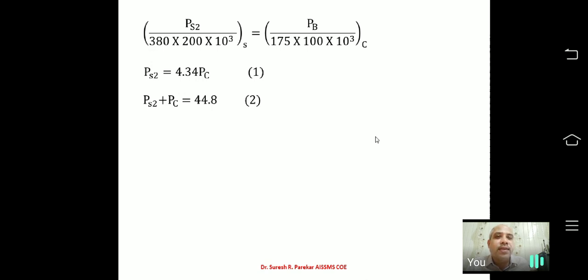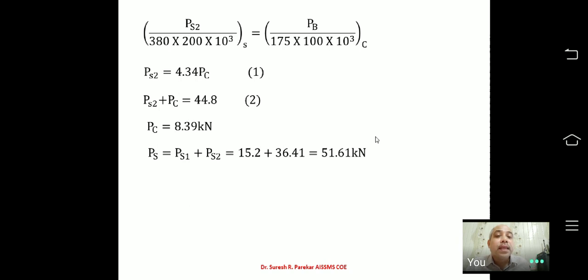Now solve these two equations. Solving these two equations, I will get the value of PC as 8.3 kilonewton and the value of PS2 as 36.41 kilonewton. Now PS2 is 36.41, but what is PS? PS is PS1 plus PS2. PS1 we have used to shorten mild steel by 0.2 millimeters, and then we will add it, and that will give me 51.61 kilonewton. That will be the force carried by steel, and 8.39 kilonewton is the force carried by copper.